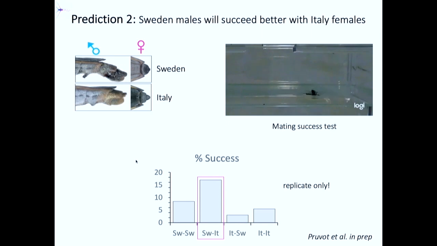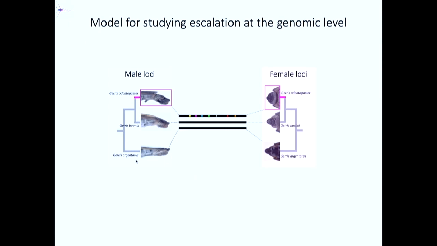So the prediction is that these males should have an easier time mating with these females than with their own females. And that's what you see in this graph here. So this prediction is also confirmed, and this further gives evidence that the traits in males and females are correlated in their evolution.